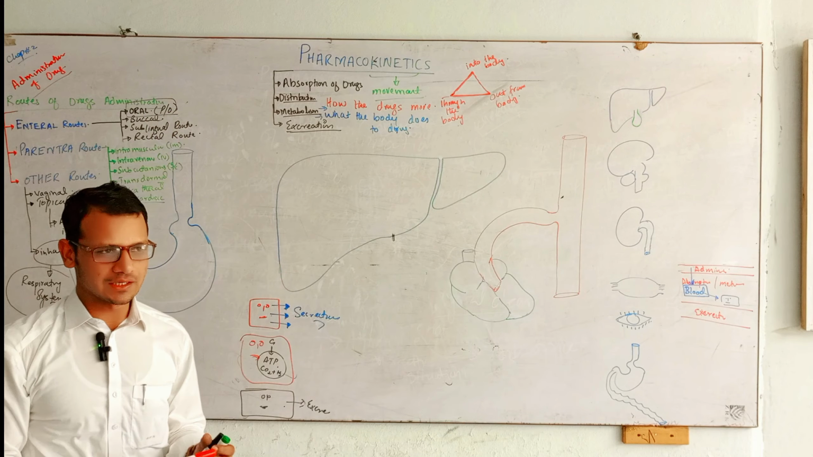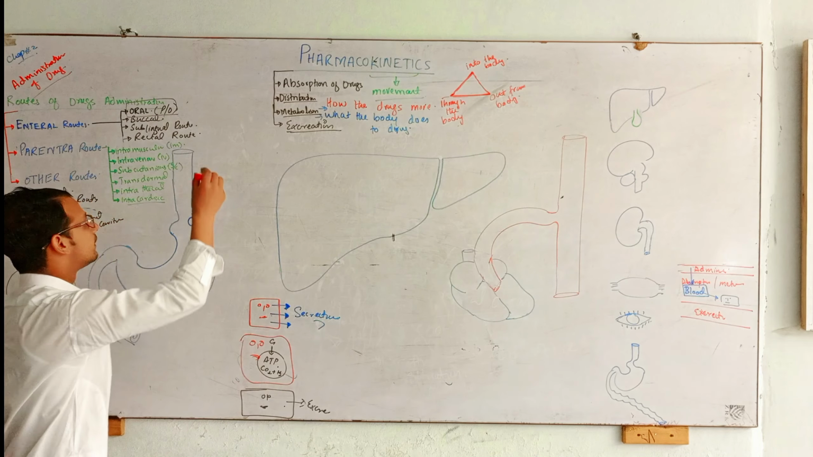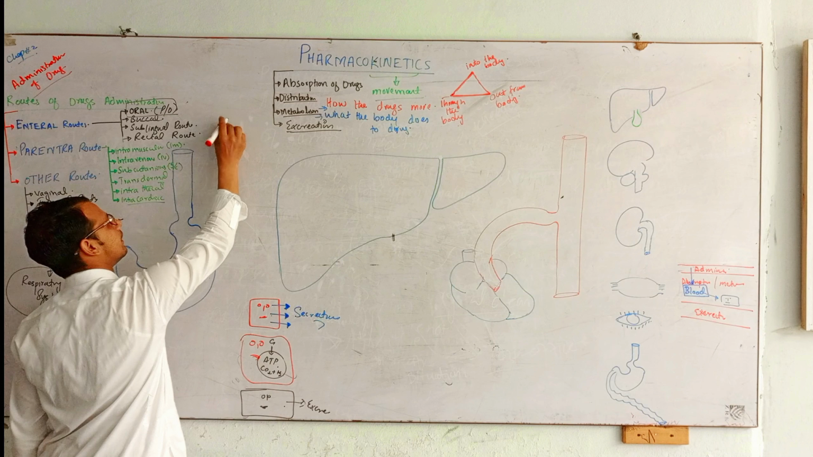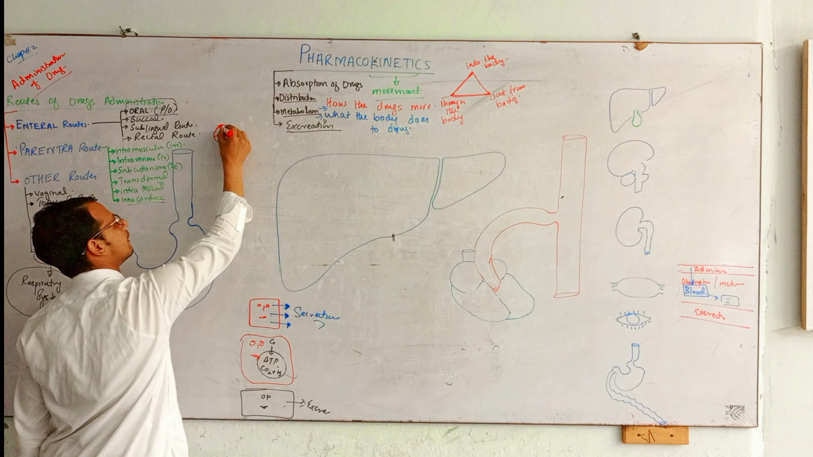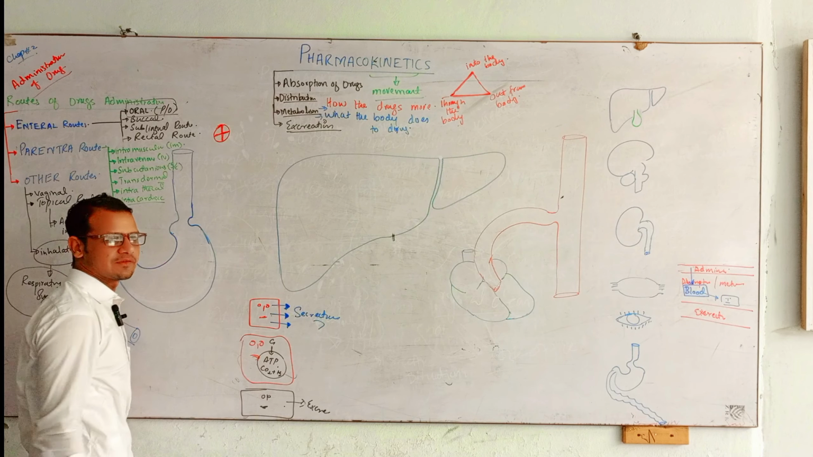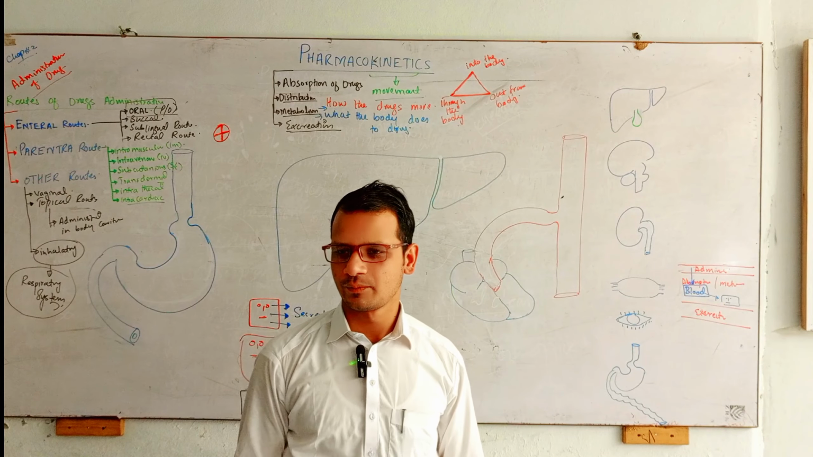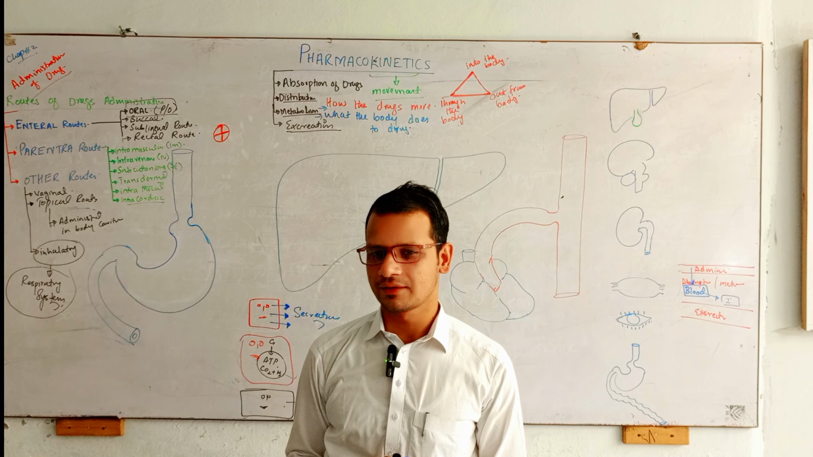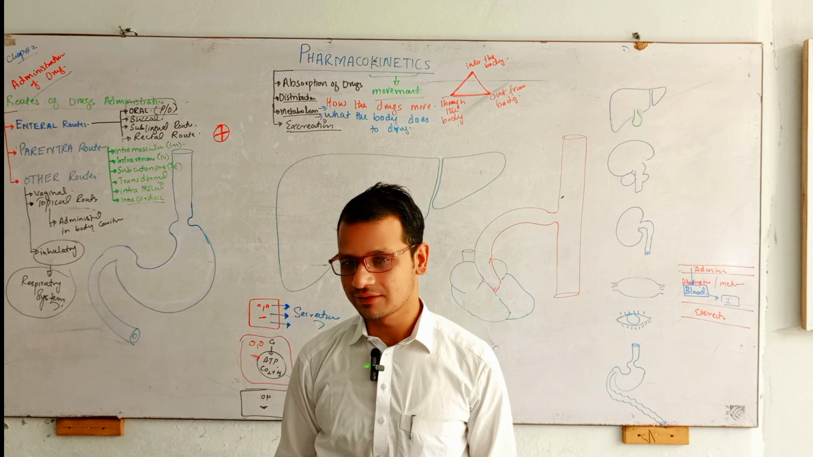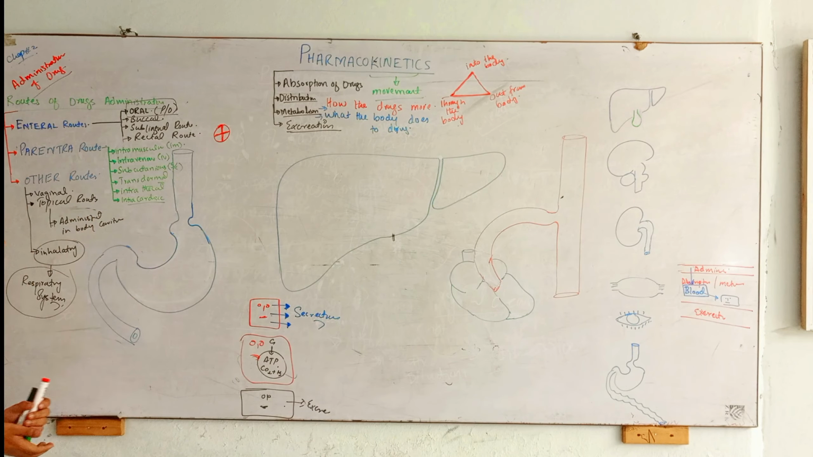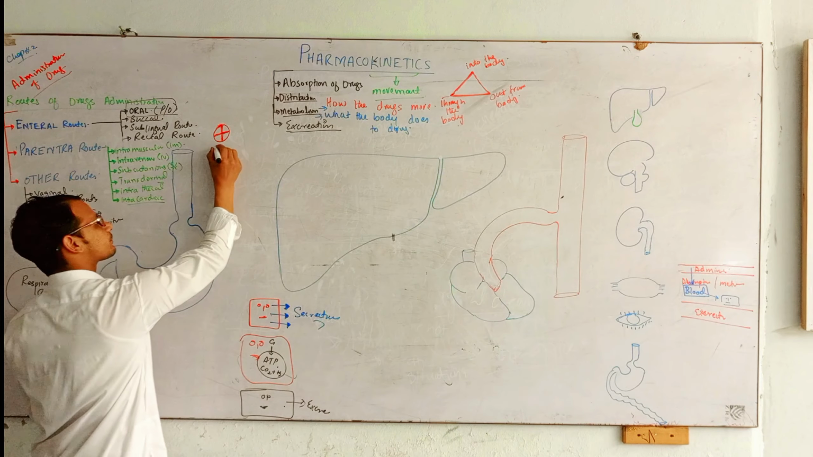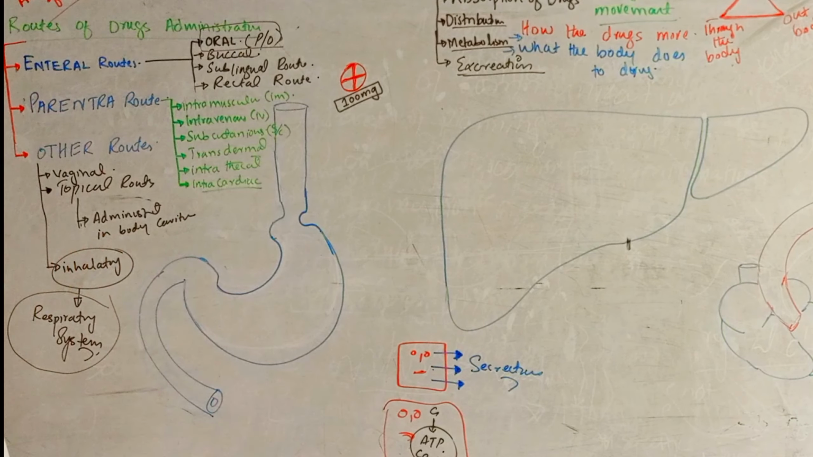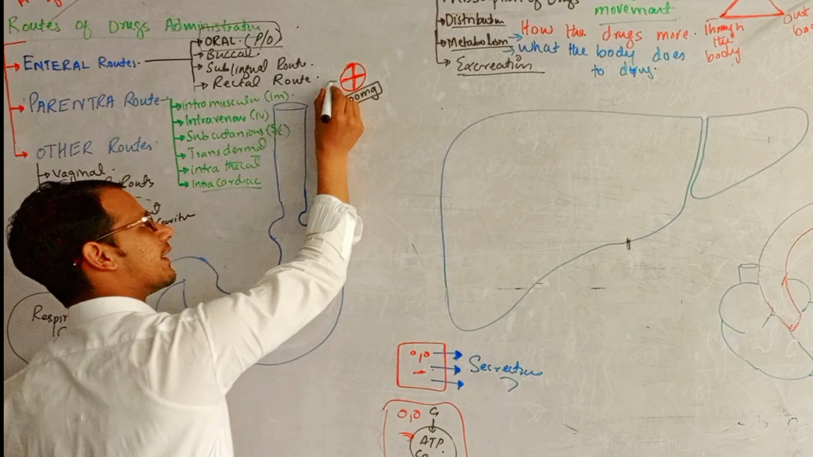For example, I am taking a tablet. Tablet is which type of dosage form? Solid dosage form. Other forms are capsule, suspension, suppository, semi-solid. This is, for example, a 100 milligram tablet, right? And we administer it. This is called administration.